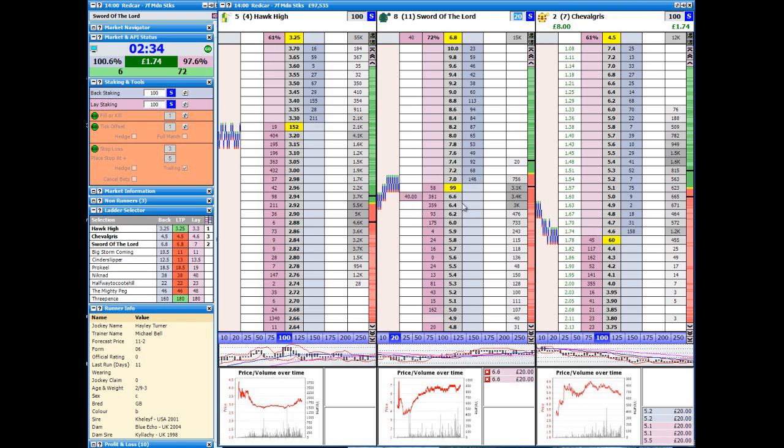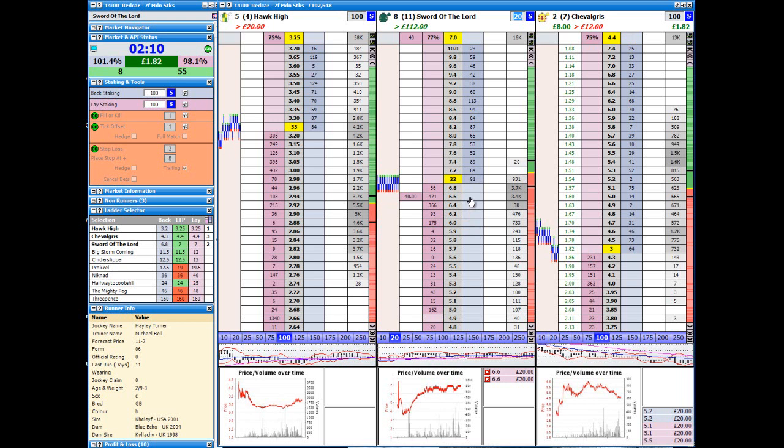Just in terms of the actual staking amounts here, I thought I'd make this video using maximum stakes over £100, and in this particular case I'm using 40. What I wanted to do really was to show you that if you have a bank of, say, £400 or £500, those staking levels are what you can use.